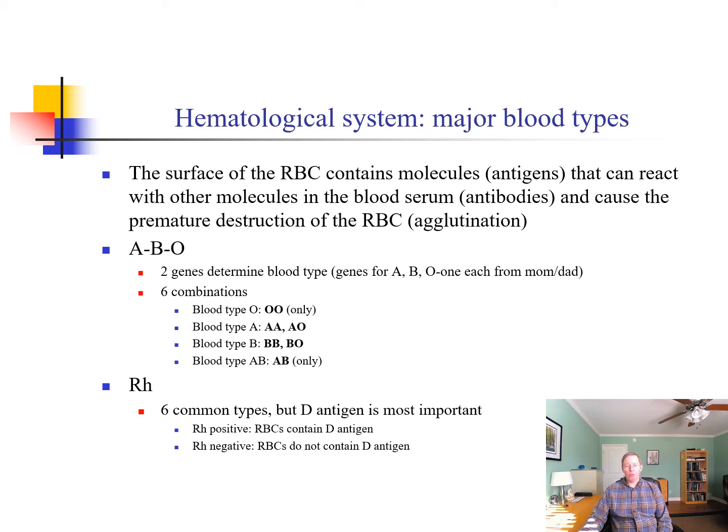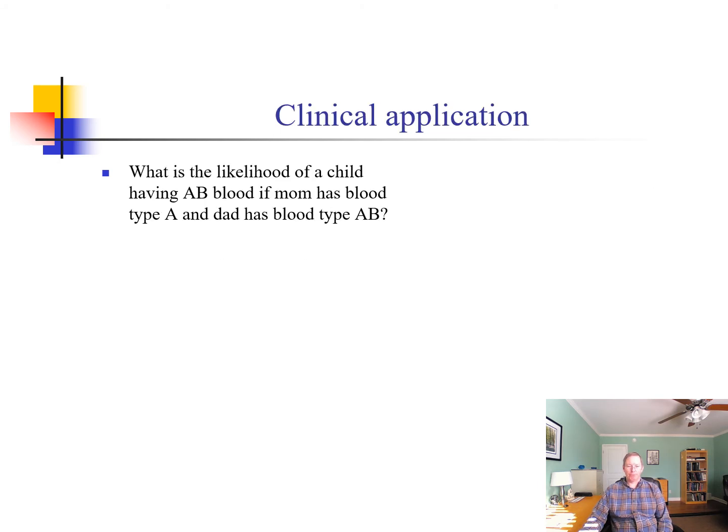There's also a rhesus factor, or RH factor. There are different types. There's 6 common types, but the D antigen is the most important. And they divvy up into 2 types. Those that contain the D antigen, which are called RH positive, and those that do not, which are RH negative. And let's investigate this a little bit further.